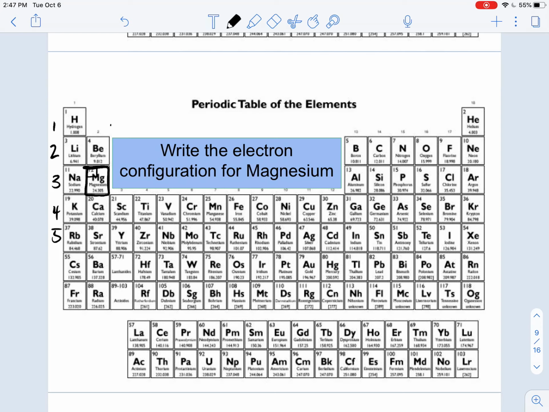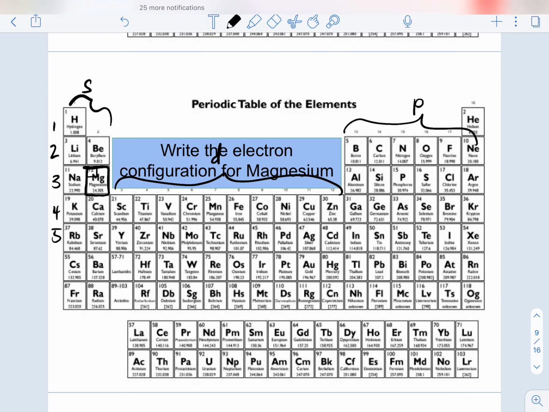All right, and then blocks S, D, P, and then don't forget helium's technically over here, so I can just draw it in. All right, well, we're going to get to magnesium.